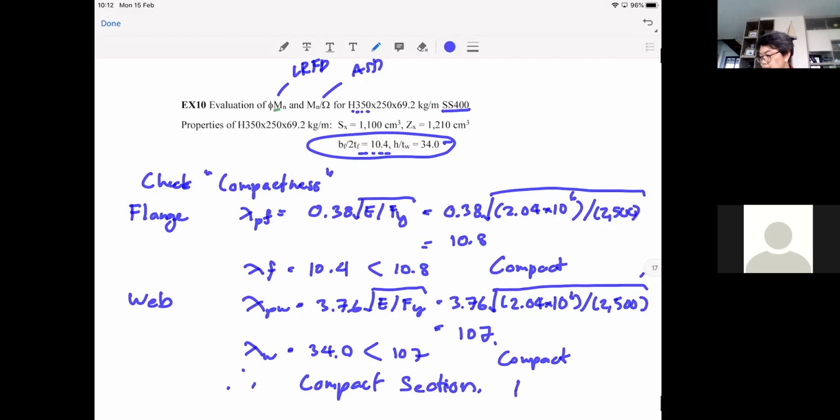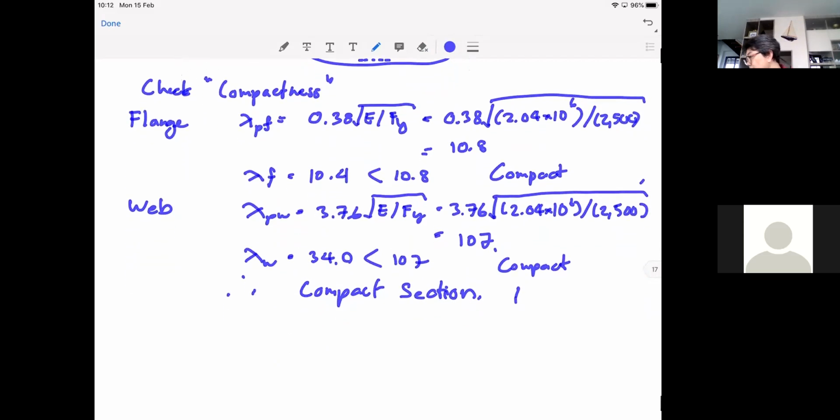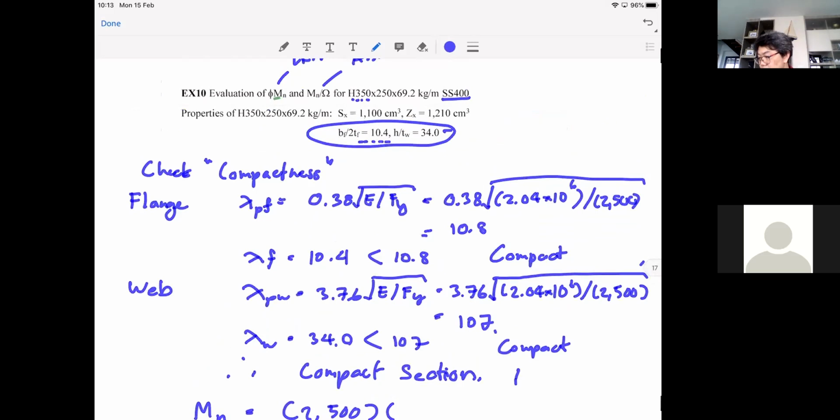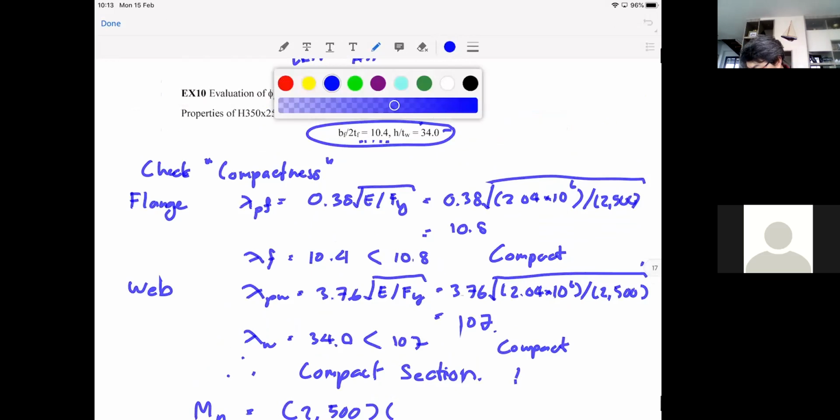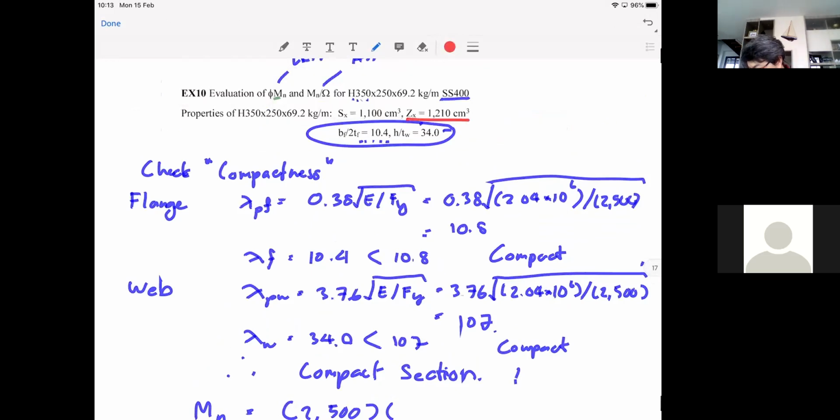Okay? So we now can calculate the nominal moment because it now can reach the plastic moment, and nominal moment is equal to Fy multiplied by plastic section modulus here, which is that one. Remember, MP is plastic.